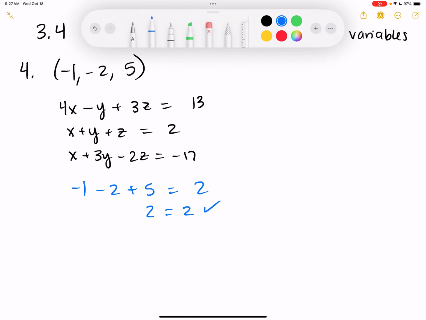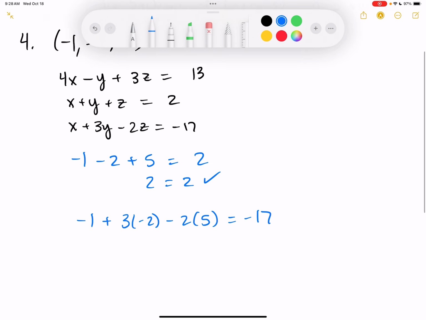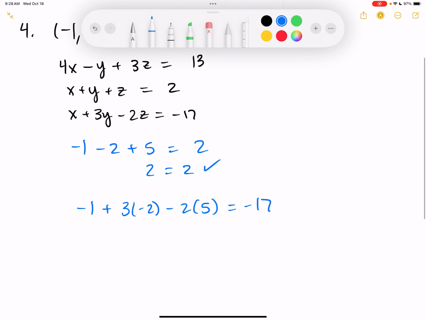And then I'm going to do another one. So -1 plus 3 times -2 minus 2 times 5 equals -17. So then -1 minus 6 minus 10 equals -17. So -17 equals -17. So since I got 2 that work, I can say that this is a solution.